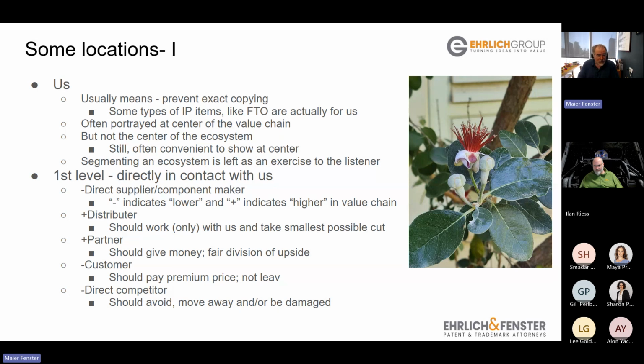If you have a partner, again, partners are directly in contact with you, you would like to use IP to encourage them to give you money, but also to make sure that there's a fair division of the upside, whatever's the outcome of working together. If you have a customer, you would like them to pay a premium price. If you have a direct competitor, you would like them perhaps to avoid you or to move away, or maybe you'd like to cause damage to them. So these are all one level away, up or maybe sideways from you.